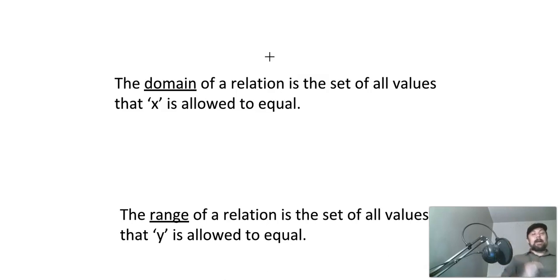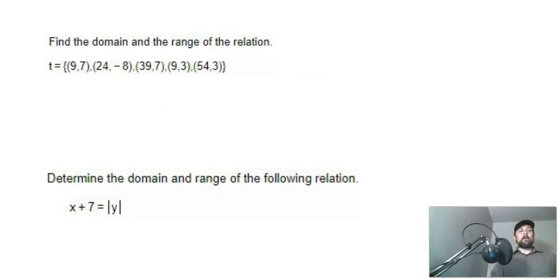The range is the same idea, but for the y variable. The range of a relation is the set of all values that y is allowed to equal, so anything that you could get as an answer for y. I like to think of it that way: you're picking numbers for x and you're getting answers for y from your equation. So the domain is any number you're allowed to plug in for x. The range is any numbers that you could get as answers for y. You want to know what all the different possible answers are that you could get for the y variable. That's the range, but again, it has to be precise, down to the last number, anything that y could possibly equal. All right, so that's domain and range.